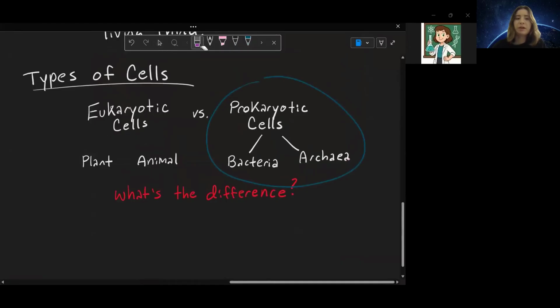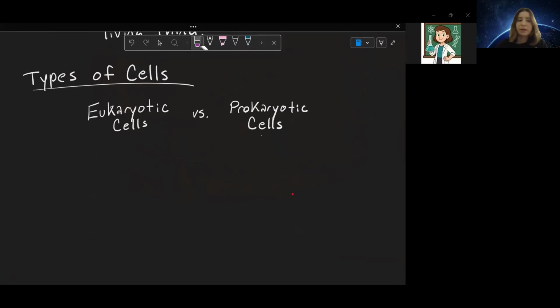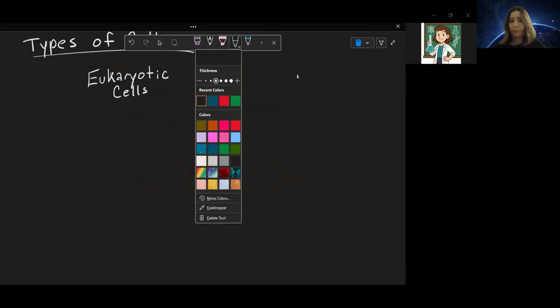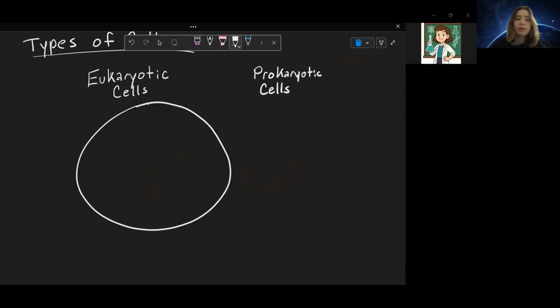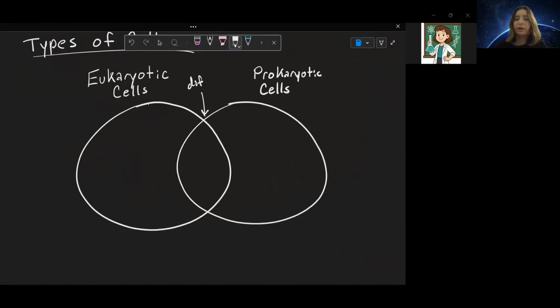In this case, our left circle is about eukaryotic cells, and our right circle is about prokaryotic cells. Eukaryotic cells have a nucleus where prokaryotic cells don't. Eukaryotic cells have those membrane-bound organelles, whereas those prokaryotic cells do not. Eukaryotic cells tend to be larger and more complex, whereas our prokaryotic cells are smaller and simpler. Eukaryotic cells can undergo sexual or asexual reproduction, whereas prokaryotic cells only undergo asexual reproduction.